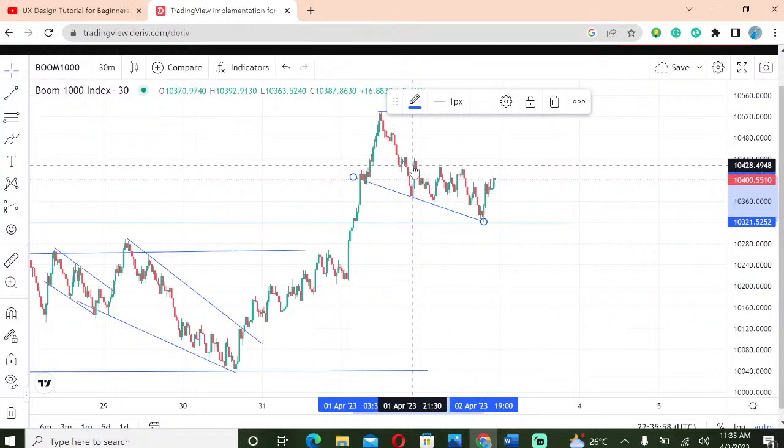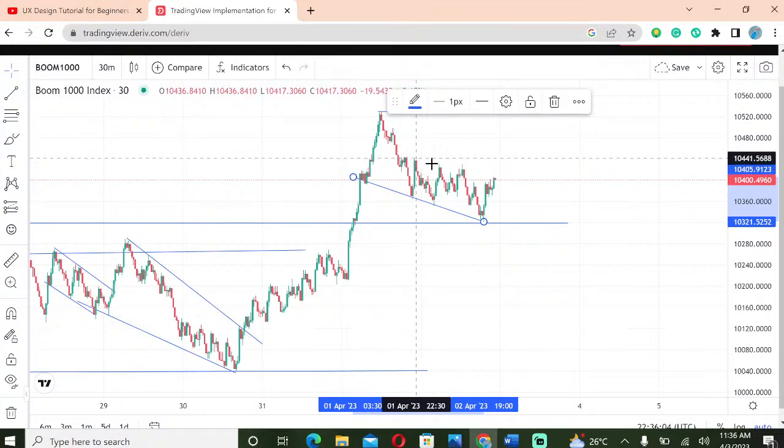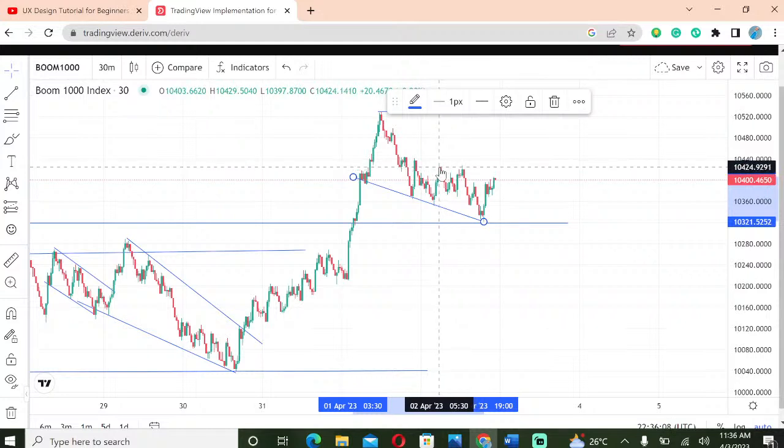So let's try to find another weak point at this area. We have another weak point here. We have another reverse area here. Don't forget we are on 30-minute time frames. I'm still going to check it out on 1 hour time frames for you to identify how it looks like.